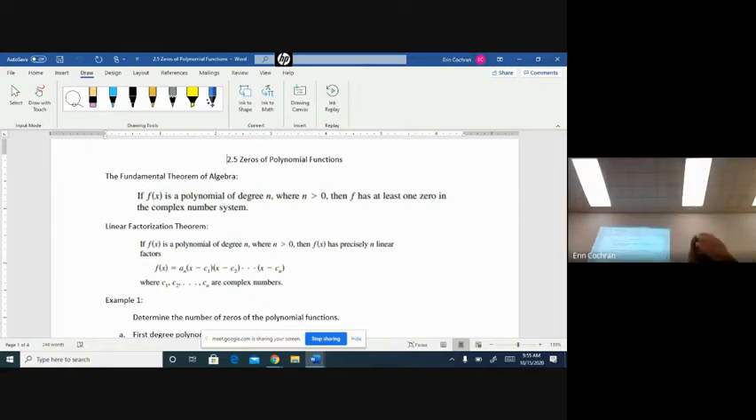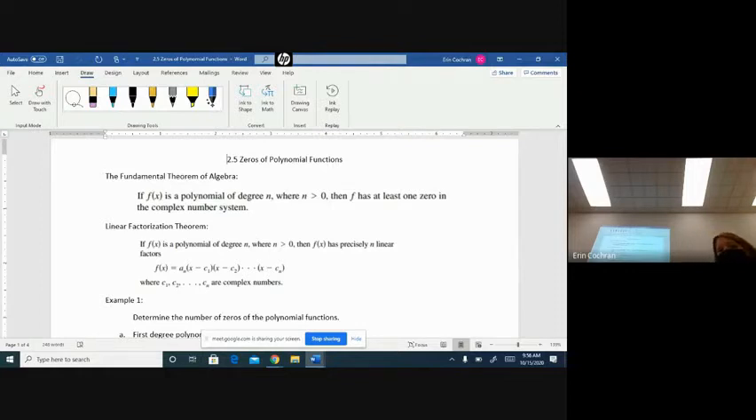If f of x is a polynomial of degree n, and n is greater than 0, then f has at least one zero in the complex number system. Okay? So meaning it has some imaginary or real solutions. Okay, that's all that means. Remember, the complex number system is a plus bi in that sense.